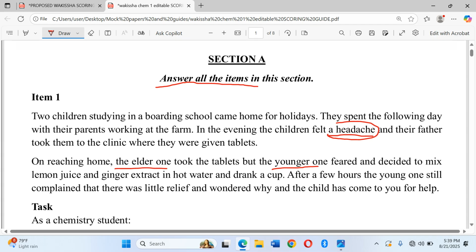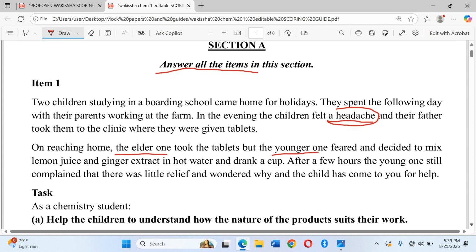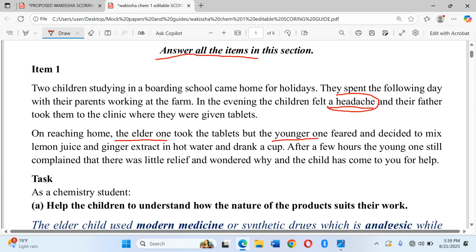Now, we see these people went to the doctor and they bought medicine. The elder took the medicine, but the younger feared and mixed his lemon and ginger extract. After a few hours, we see the young one still complaining there was little relief, and is wondering why, and then this child has come to you for help. So, the task: as a chemistry student, help the children to understand how the nature of the product suits their work.